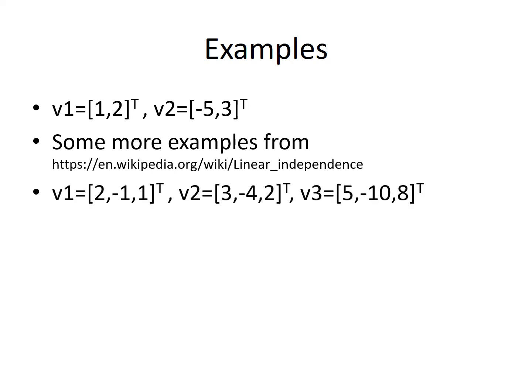To find out whether a set of vectors is linearly independent or not, you put them as column vectors in a matrix and find its determinant. If its determinant is non-zero, they are linearly independent.